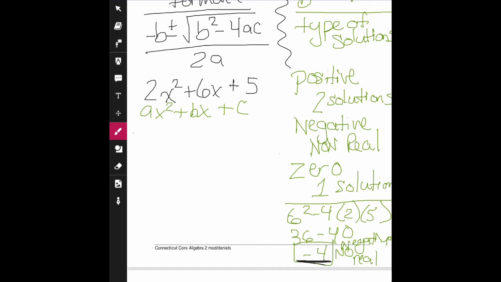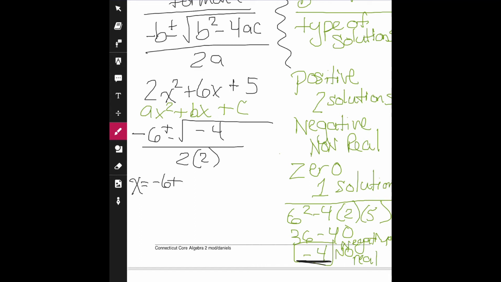So I'm going to have negative b, which is negative 6, plus or minus, means you do it twice. I know that negative 4 is inside already. I don't have to do it out again. All over 2 times a, which is 2. So I'm going to separate those. X equals negative 6 plus the square root of negative 4 over 4, and then x equals negative 6 minus the square root of negative 4 all over 4.